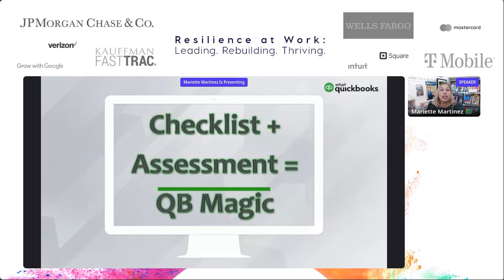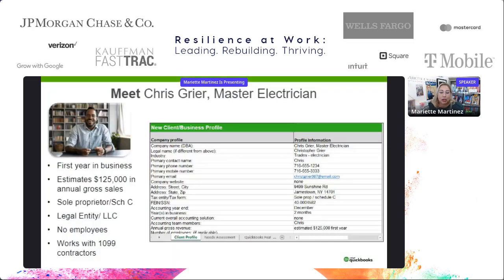And so you're ready to listen and go deeper with that business owner. So what does that look like? Meet Chris Greer, master electrician. Look at him. I couldn't find anyone happier, right? He's excited. First year in business. He's on top of his accounting because he's already estimated he's going to make over six figures this year.